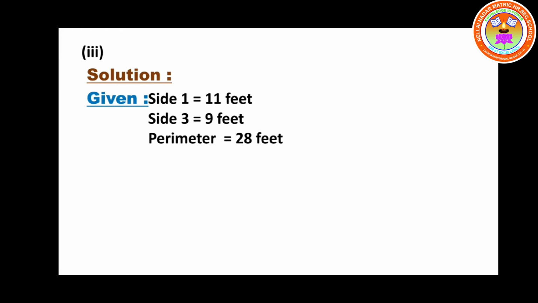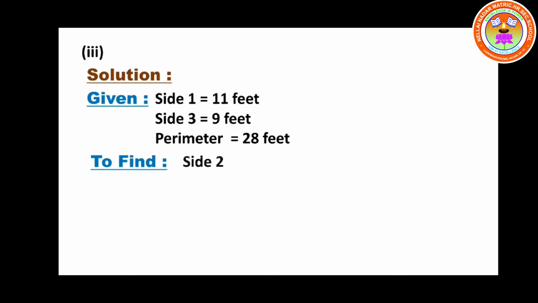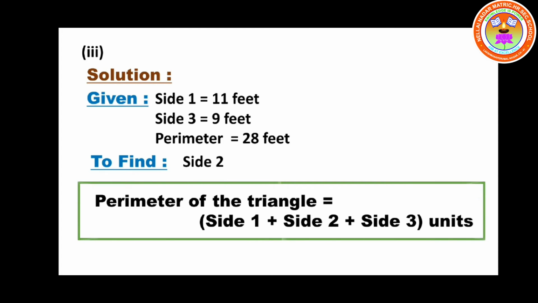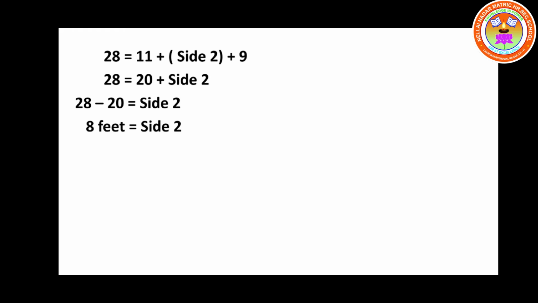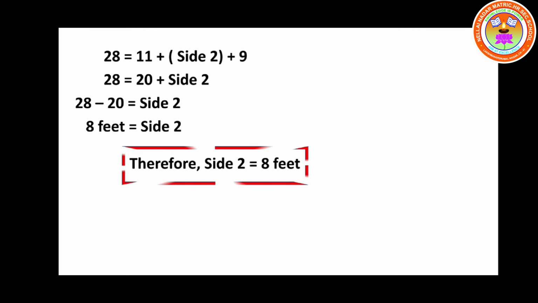Now, subdivision 3, solution. Given: side 1 is equal to 11 feet, side 3 is equal to 9 feet, perimeter is equal to 28 feet. We have to find side 2. The perimeter of the triangle is equal to side 1 plus side 2 plus side 3 units. So, 28 is equal to 11 plus side 2 plus 9. Now, 28 is equal to 11 plus 9, which is 20, plus side 2. Next step, 28 minus 20 is equal to side 2. Just subtract 28 minus 20. So, 8 feet is equal to side 2. Therefore, side 2 is equal to 8 feet.